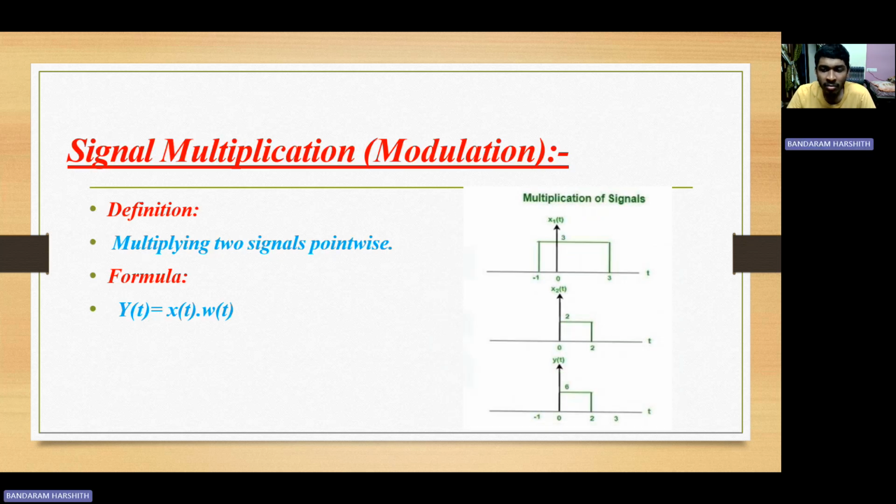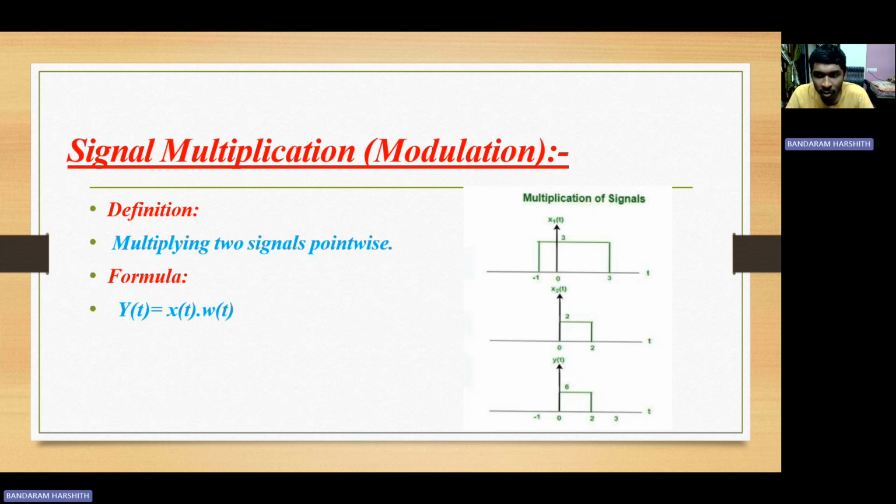The next operation which we are going to discuss is signal multiplication or modulation. This is quite similar to the signal addition which we have already discussed in the previous slide. Now let's discuss the basic definition of signal multiplication. Definition: multiplying two signals pointwise. Suppose the same process we are going to do here also, but we are just going to multiply.